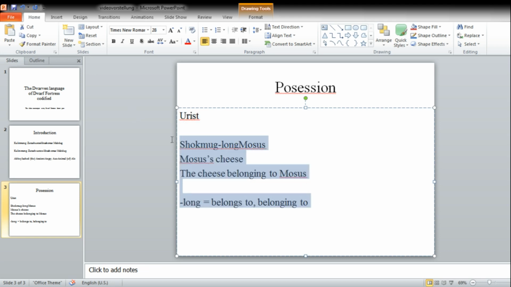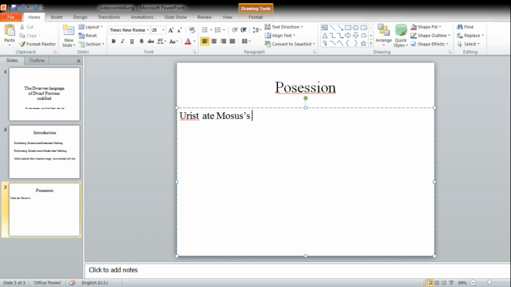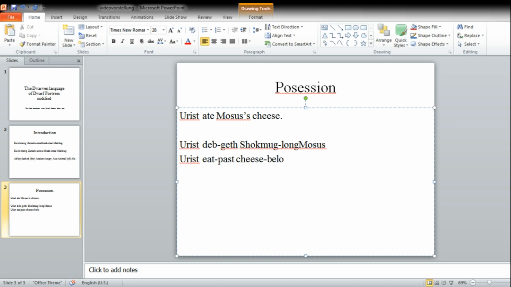And so what if we want to use the example, "jurist ate Moses's cheese"? Well, we would say, jurist, subject, Deb, Geth, jurist eat past, shokmug. What did he eat? Cheese. But the cheese was special in that it belonged to Moses. So, jurist eat past, cheese belongs to Moses. Jurist ate Moses's cheese. Jurist ate the cheese which belongs to Moses, which belonged to Moses. And you could also change this to Debzalud or whatever. Debudiz. Change the form there. And that's it. That's possession. So possession is always this long thing. Okay. That's that.